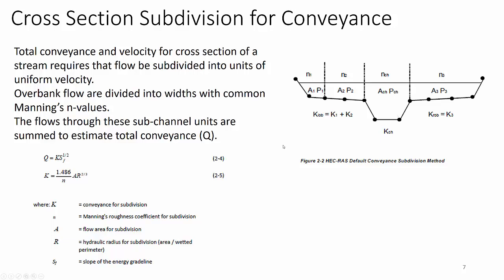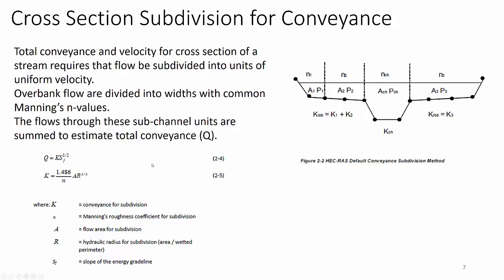It's fairly straightforward. Q equals K S_f to the 1/2. In this case, K equals 1.486 over Manning's n times A R to the 2/3. And A is area for the subdivision. R is the hydraulic radius for the subdivision. That's the area over the wetted perimeter. The wetted perimeter is the part that's touching the water. And S_f is the slope of the energy grade line.